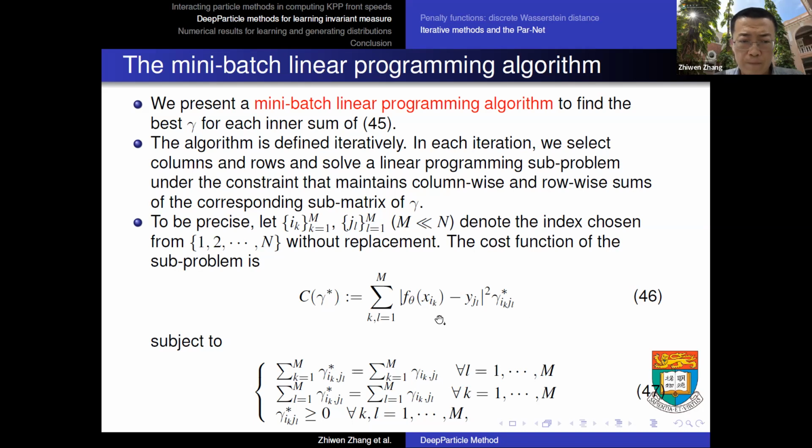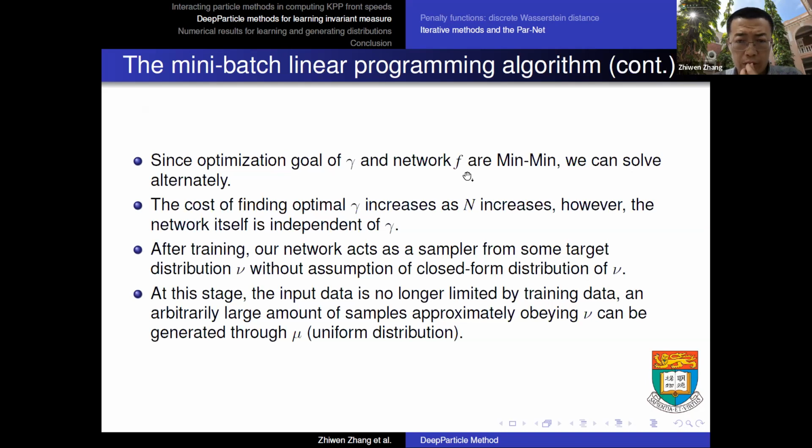This is my loss function, so satisfy this constraint. I mean, you have a large matrix. Every time you randomly choose a sub block, you minimize this part, right? So this is like a domain decomposition, and this will reduce the cost. Because the optimization for gamma and the network are minimizing and minimizing, we solve them alternatively.